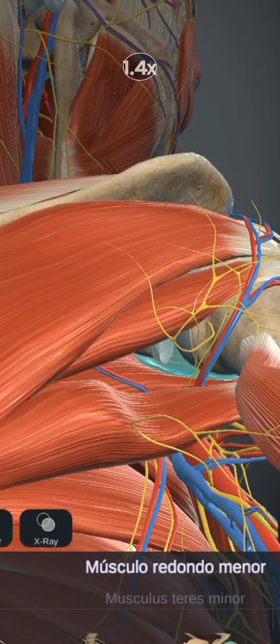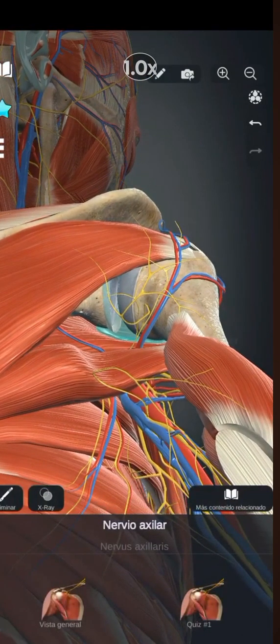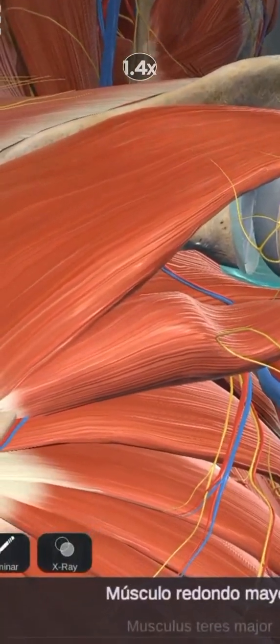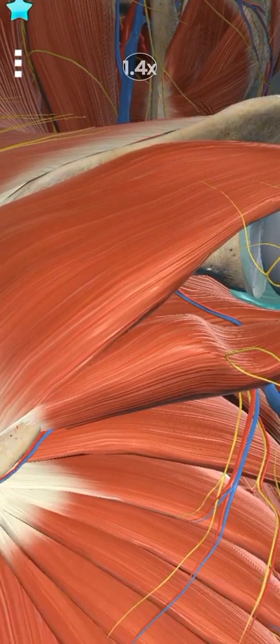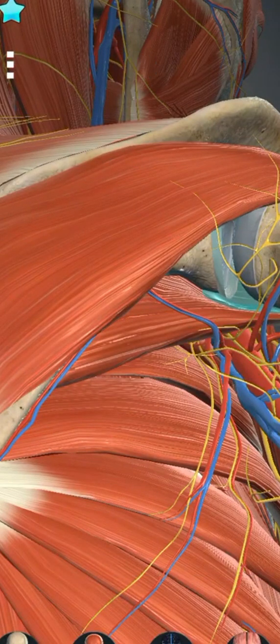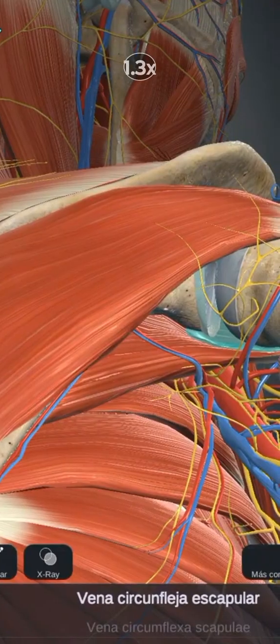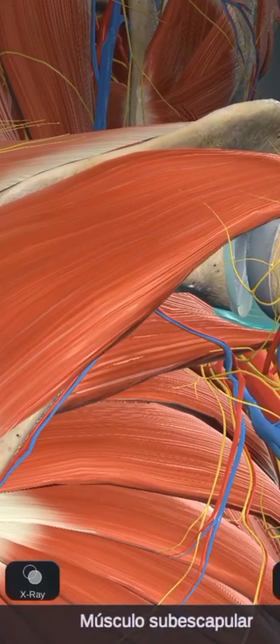Within the axilla, the cords of the brachial plexus are named according to their relationship with the axillary artery: lateral, medial, and posterior cords. These nerves are responsible for both motor and sensory innervation of the upper limb. Any injury to the brachial plexus can result in severe functional impairment, including loss of movement or sensation.